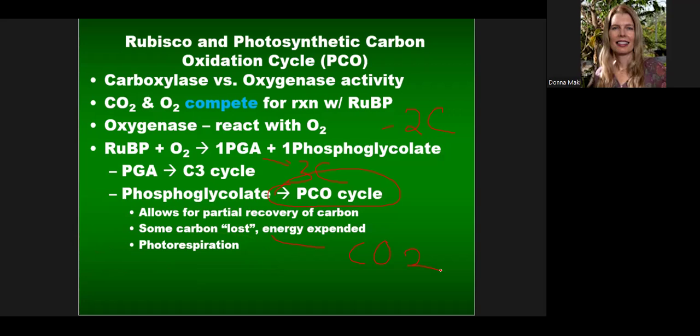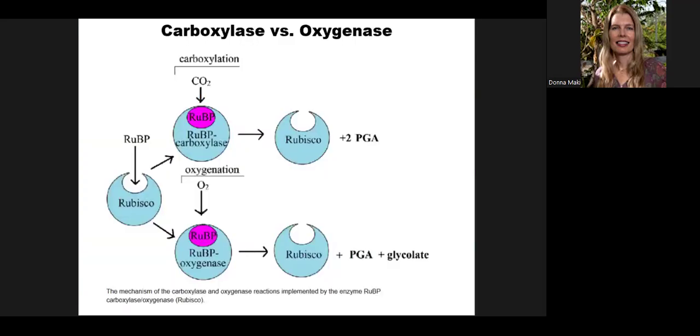That's a loss. Okay. So when they figured this out, they're like, oh, well, this is really bizarre. Why is Rubisco doing that? And basically, it's this idea that here's the blue Rubisco with its active site, and they're showing RUBP coming in, no problem. But if RUBP comes in and then CO2 reacts with it, that's great because you get those 2 PGA and then that feeds right into the C3 cycle. So that's great.